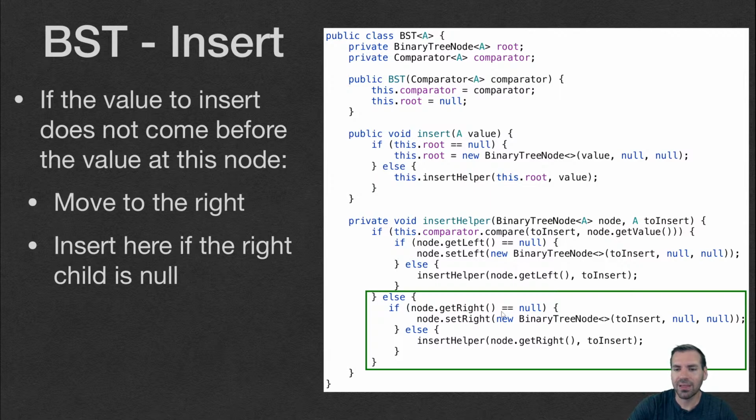Same thing to the right. If I'm thinking right and I'm looking right and I see null, I found a home for this value. If not, make a recursive call and go over to the right child and consider that node as for finding a new home for this value.